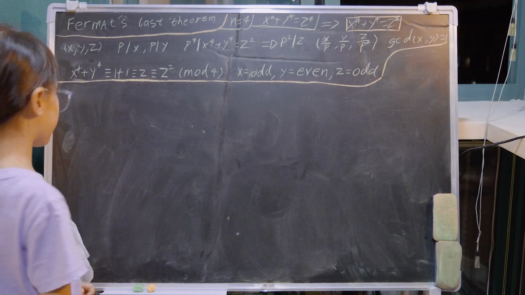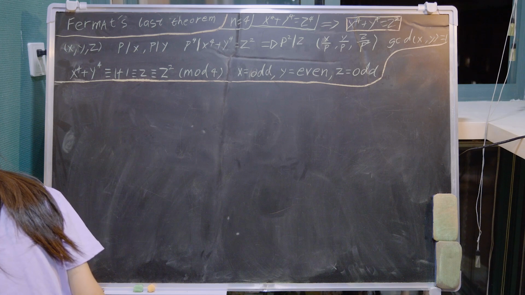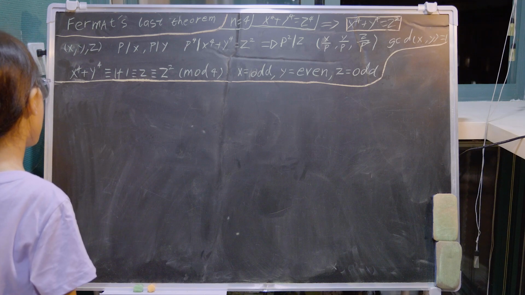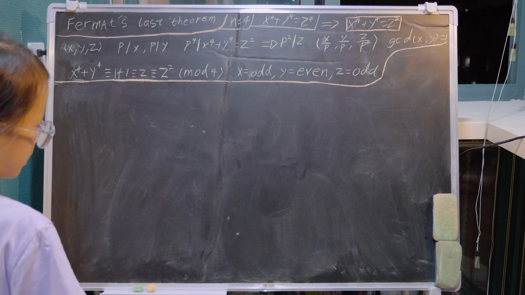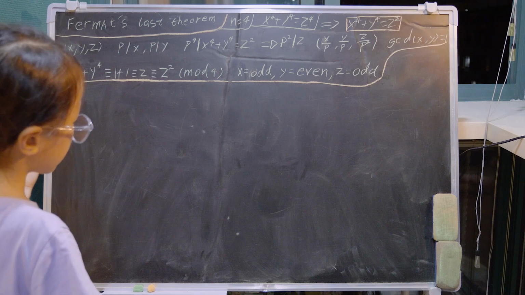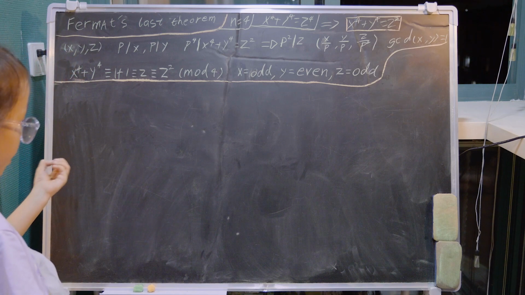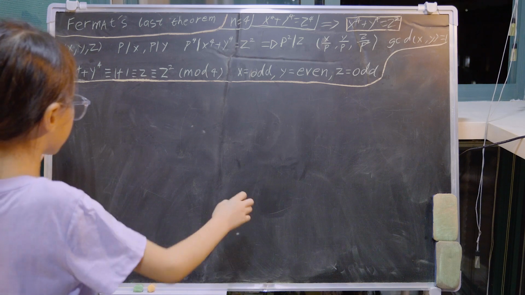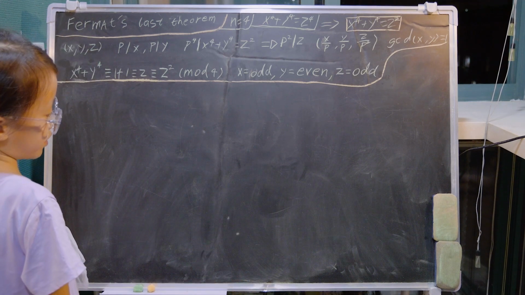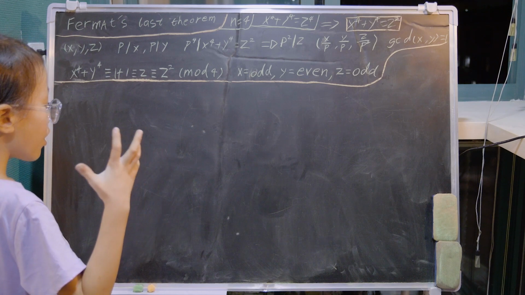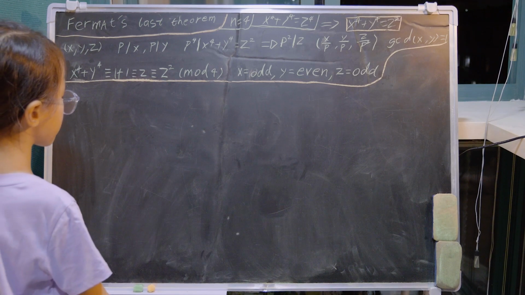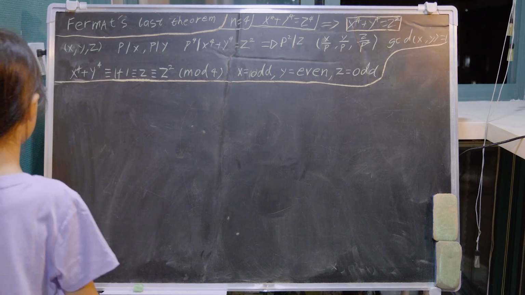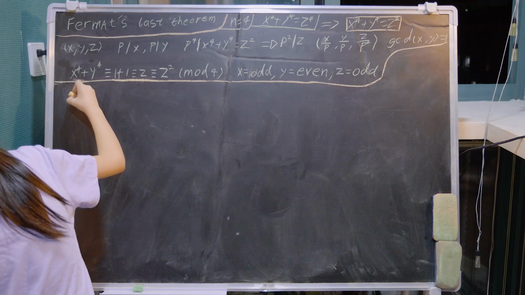Okay, so now let's prove the second proof. Of course, the first proof is a little bit similar to the method of the last video, because those two methods both use the primitive Pythagorean triple, but the second method does not use that primitive Pythagorean triple. So let's keep going.